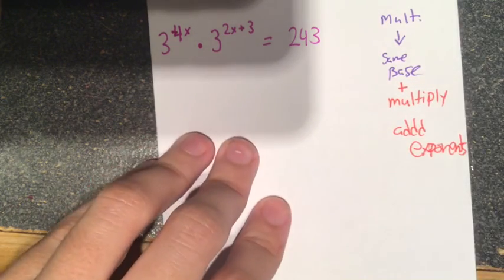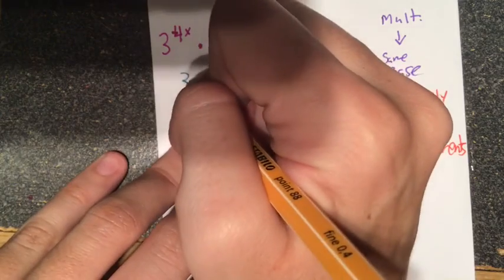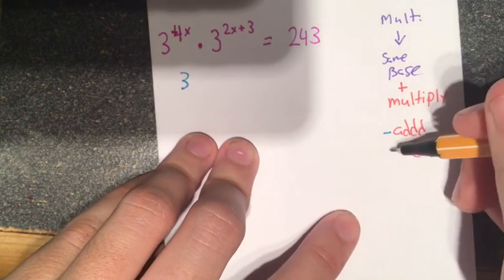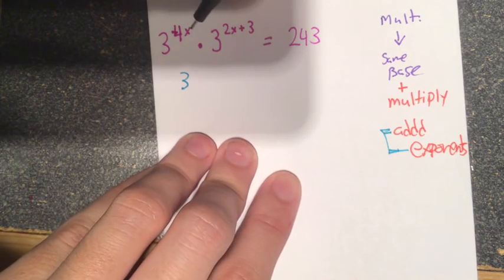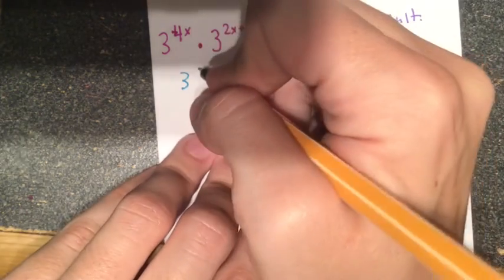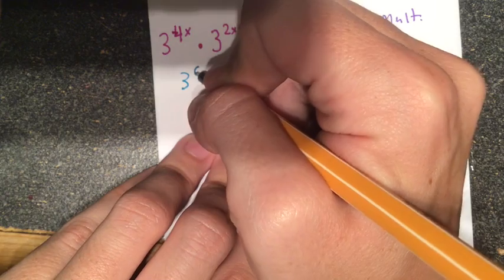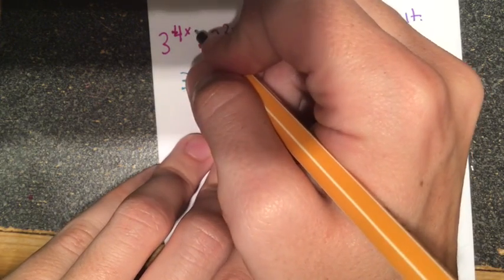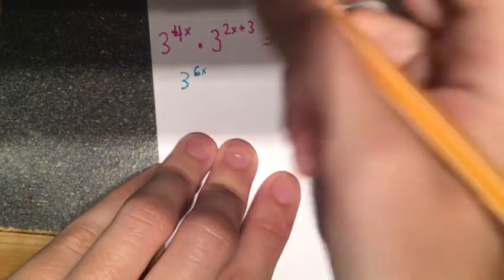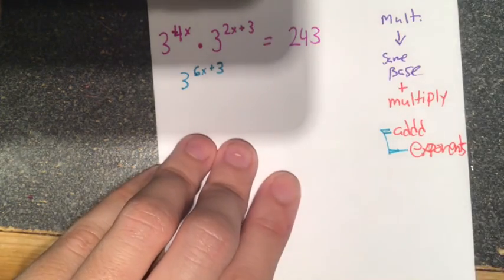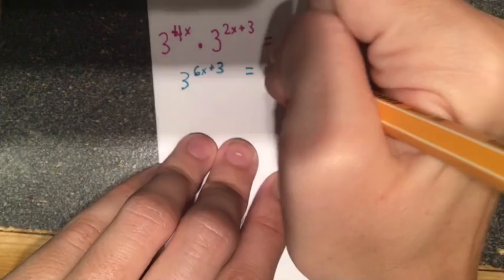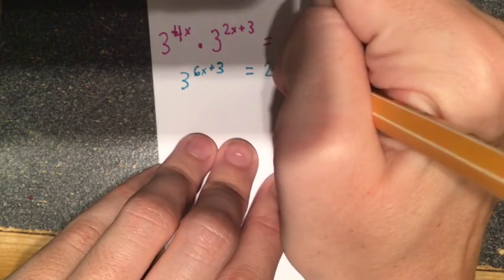So that means I'm going to keep my base of 3, and I need to add the exponent numbers. So I have a 4x and a 2x, which would simplify to a 6x. I don't have a constant on this first one, so I'm just going to have to plus my 6x, plus my 3 to both sides. Good.